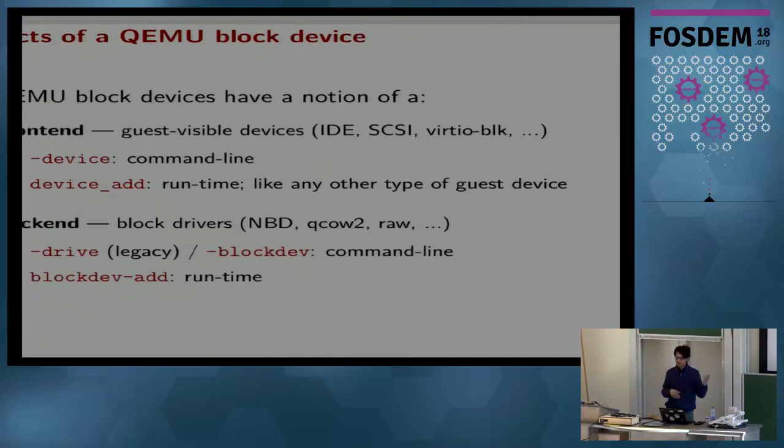There are two different ways to configure it. One of them is legacy, but libvirt still uses that. And the more recent changes are done via the -blockdev command line. But we won't get into that. If you want more details, there have been several talks at previous KVM Forums that you can refer to. And the other notion is a guest-visible front-end device, like a SCSI device or something like that, and that can be configured at runtime using device_add or the -device command line.